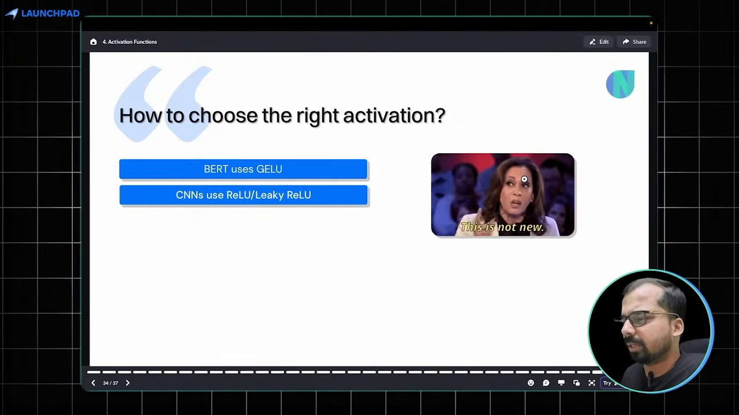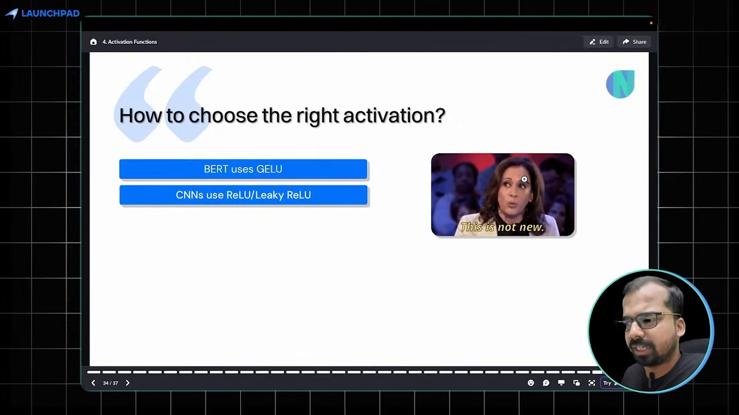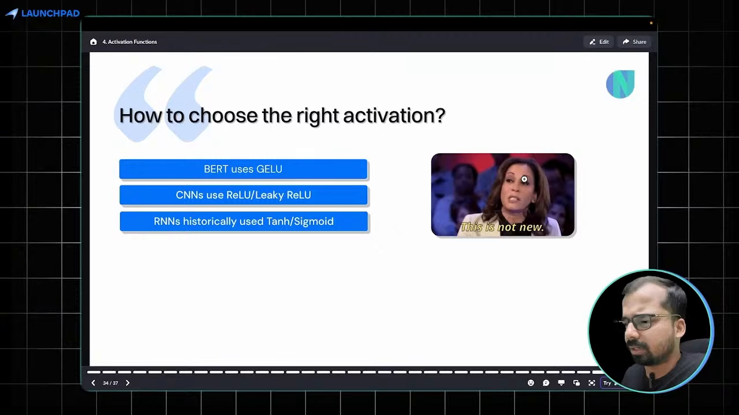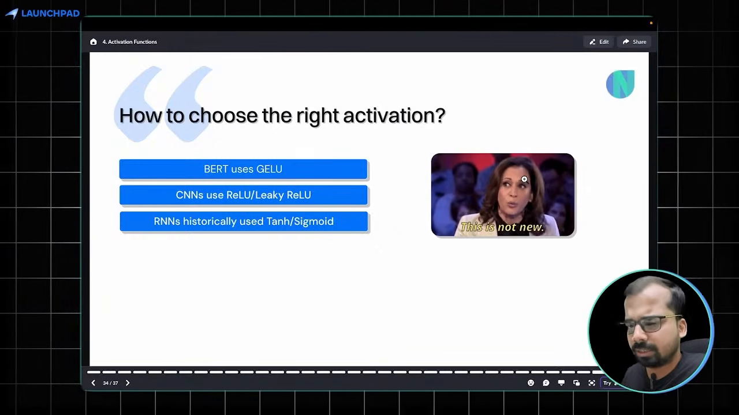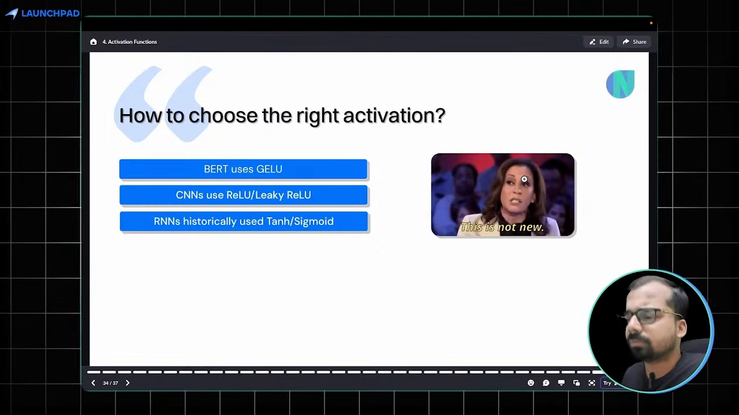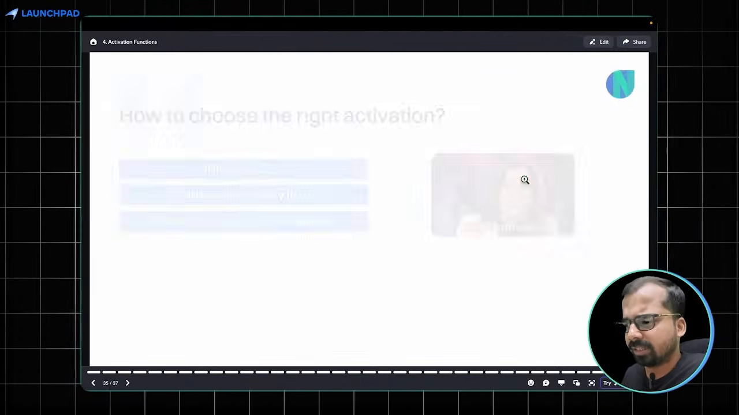BERT uses GELU. CNNs, convolutional neural networks, basically use ReLU or leaky ReLU. RNNs are historically found to be useful when you use tanh or sigmoid.